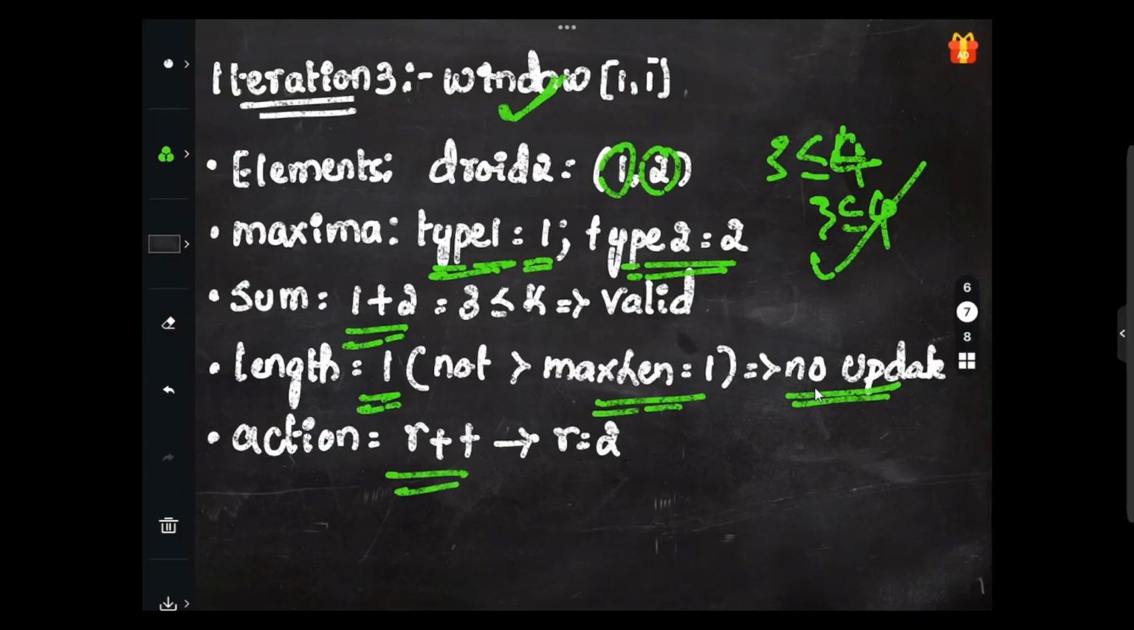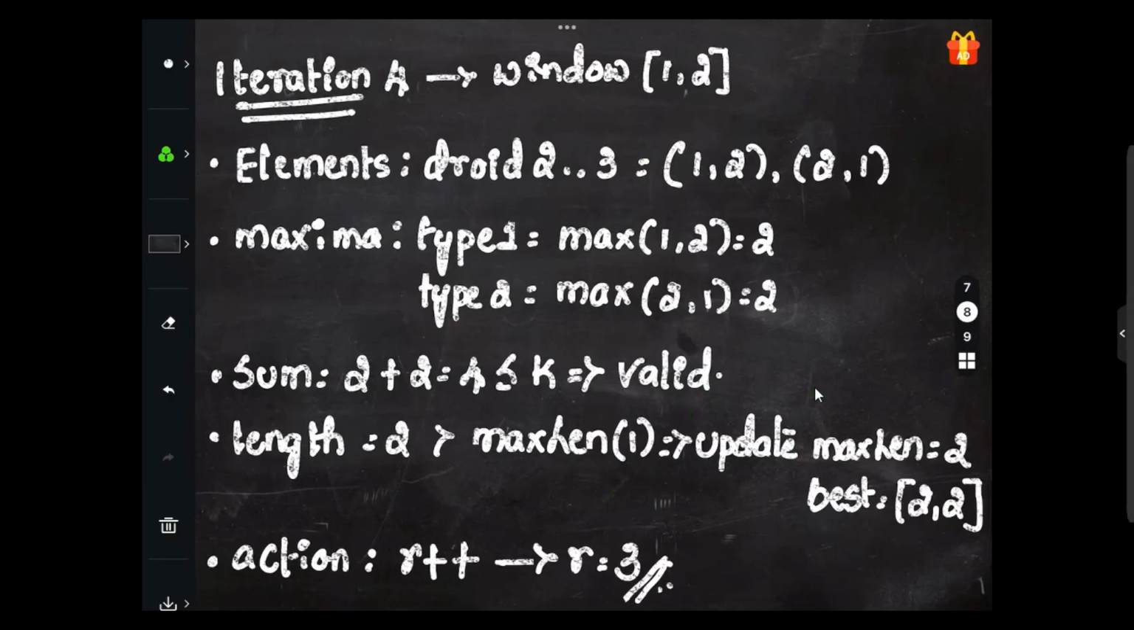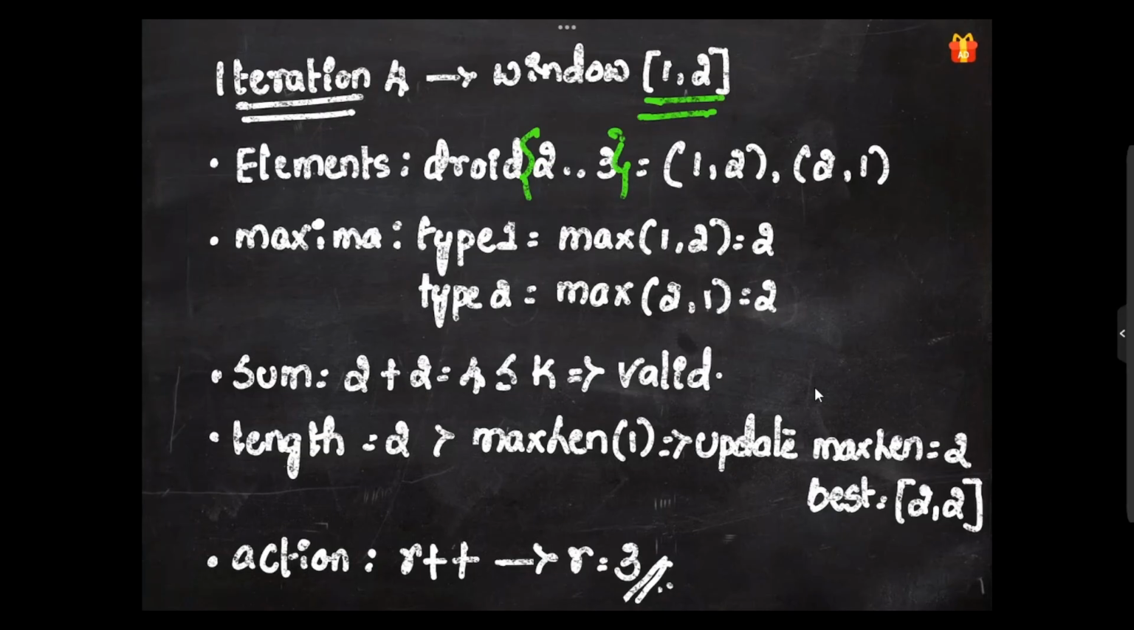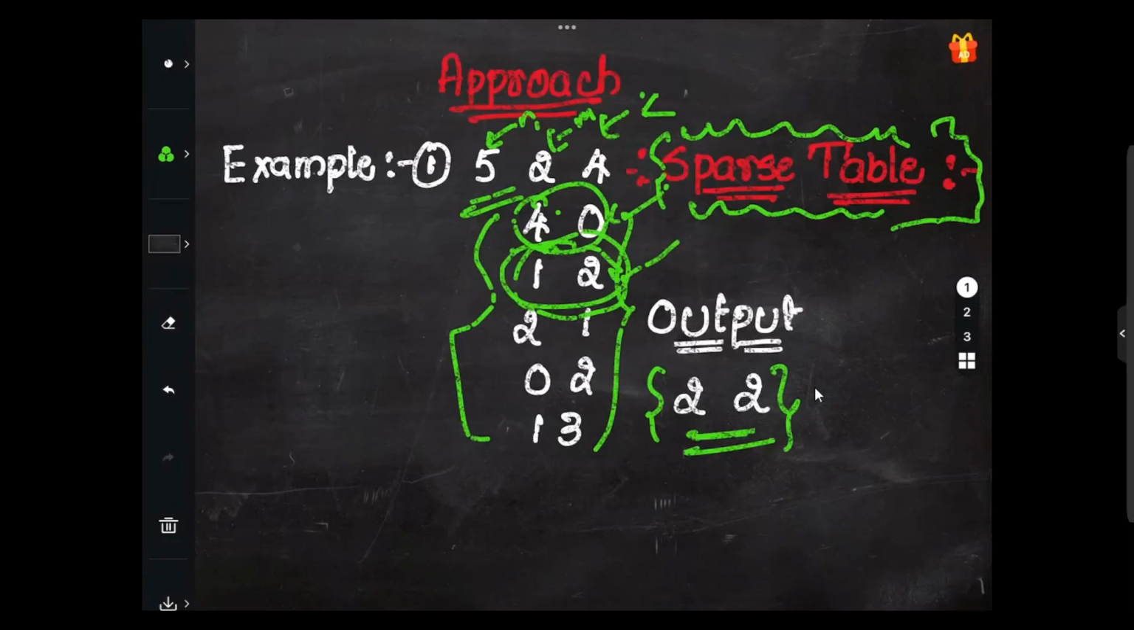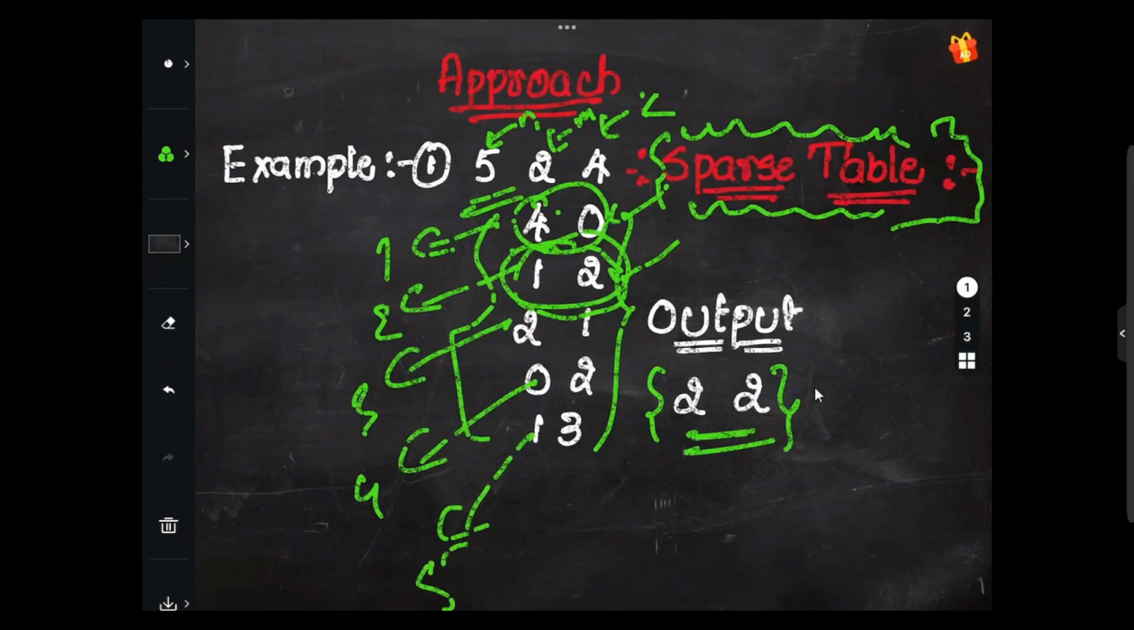Again we will be incrementing the right pointer. This becomes 2. This is the pure sliding window here, right? So let's move on with the fourth iteration. We have to consider window 1 comma 2, droid 2 to 3. For the third droid we have 2 comma 1. See here, this one is the first droid, this one is the second droid, this one is the third droid, this is the fourth, and this is the fifth. We are going with 2 to 3, meaning 1 comma 2 to 2 comma 1, right?